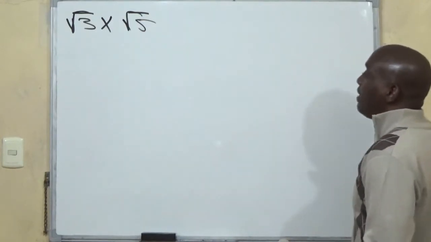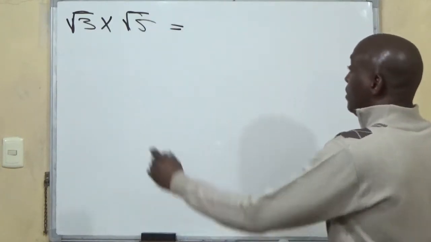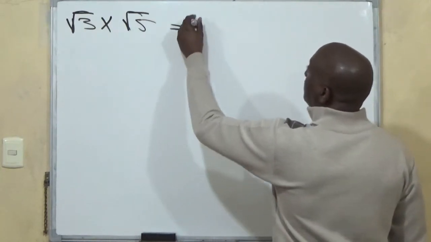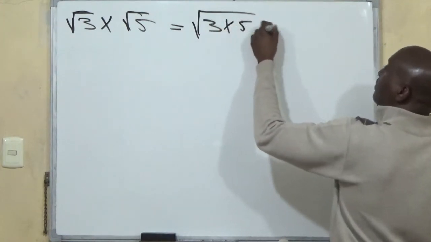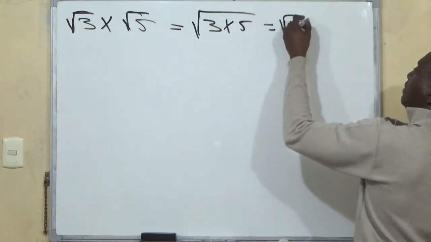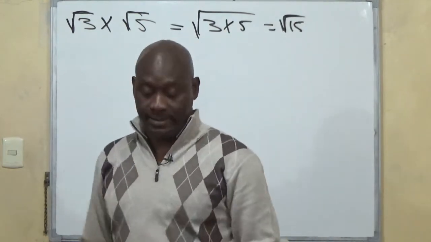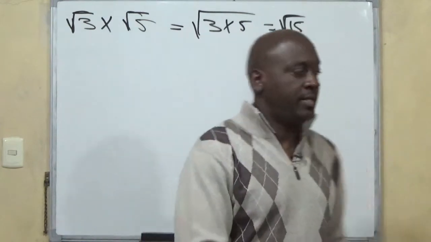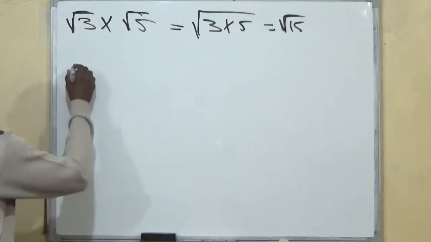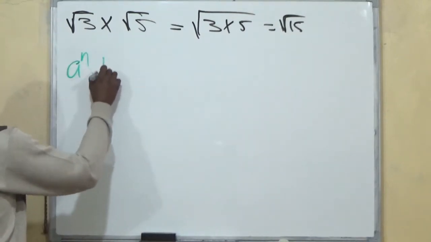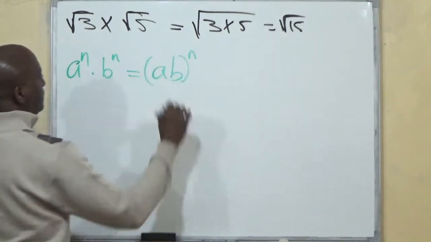And root 3 by root 5, remember we made reference to this law earlier on in the Surds videos. Root 3 by root 5 is simply the root of 3 by 5, which is equal to the root of 15. We could do that. And again, the reason why we could do that is because, and I'm writing the law in reverse now, if I have a to the power of n by b to the power of n, that is equal to ab to the power of n.